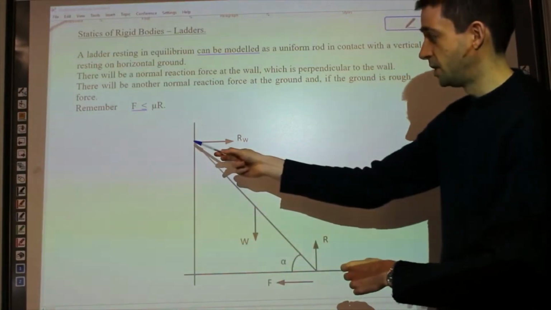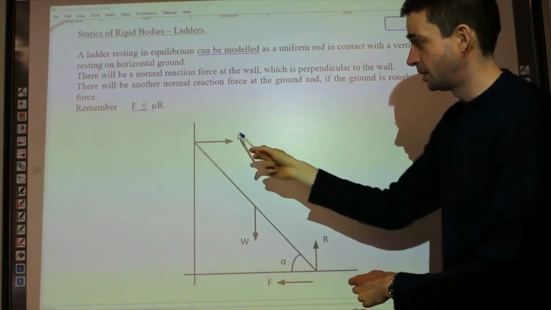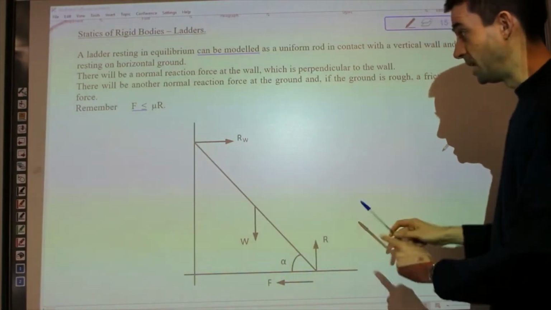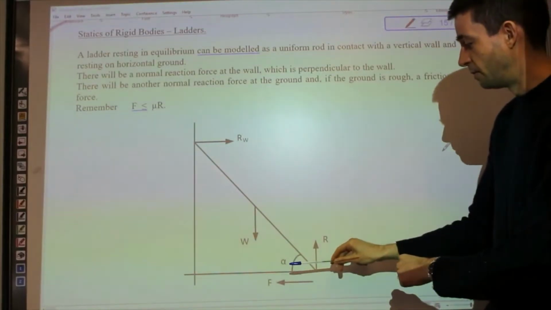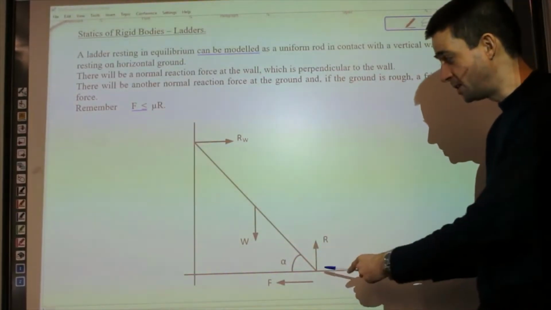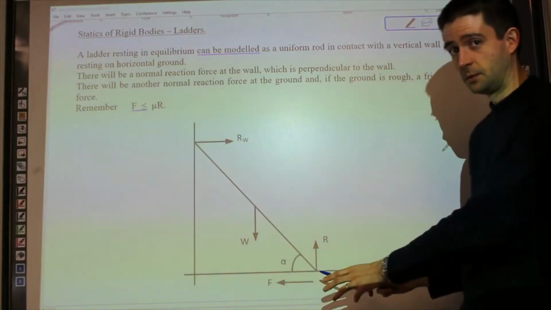One is the one exerted by the vertical wall on the ladder, which comes at right angles, and the other reaction force is the one that's exerted by the floor on the ladder at the base, where the ladder is in contact with the floor.